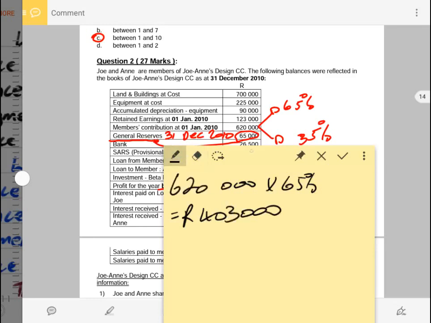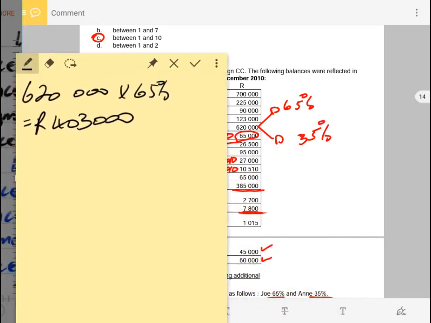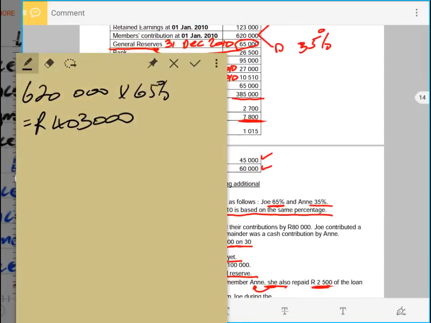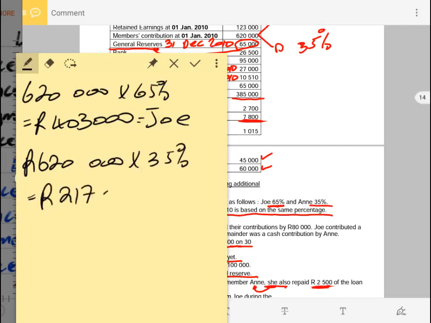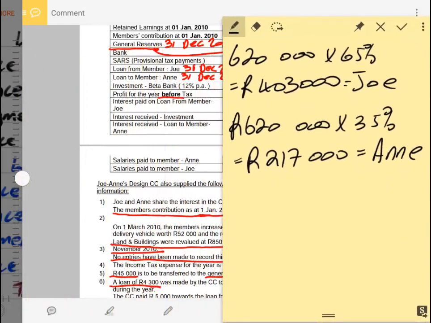403,000 rands. Therefore now 403,000 rands will be the share of Joe. So now it means it will be the capital of Joe. It means Joe contributed 403,000 rands of capital. However, another share out of the 620,000 rands will be times by 35%, and that will give us an amount of 217,000 rands. And that will be the opening balance of the capital which was contributed by member N.